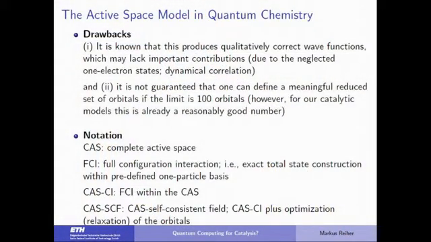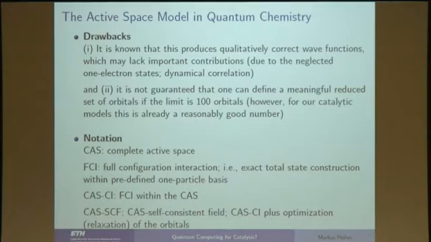Now, there are some drawbacks, of course, because you select only a few orbitals, and that ultimately has consequences on accuracy. So usually you can make sure that you get qualitatively correct wave functions. Sometimes they are even quantitatively correct, because certain contributions might be lacking. And in quantum chemistry, we call them dynamical correlation. Also, it's not guaranteed that it will be possible to select the most relevant orbitals.